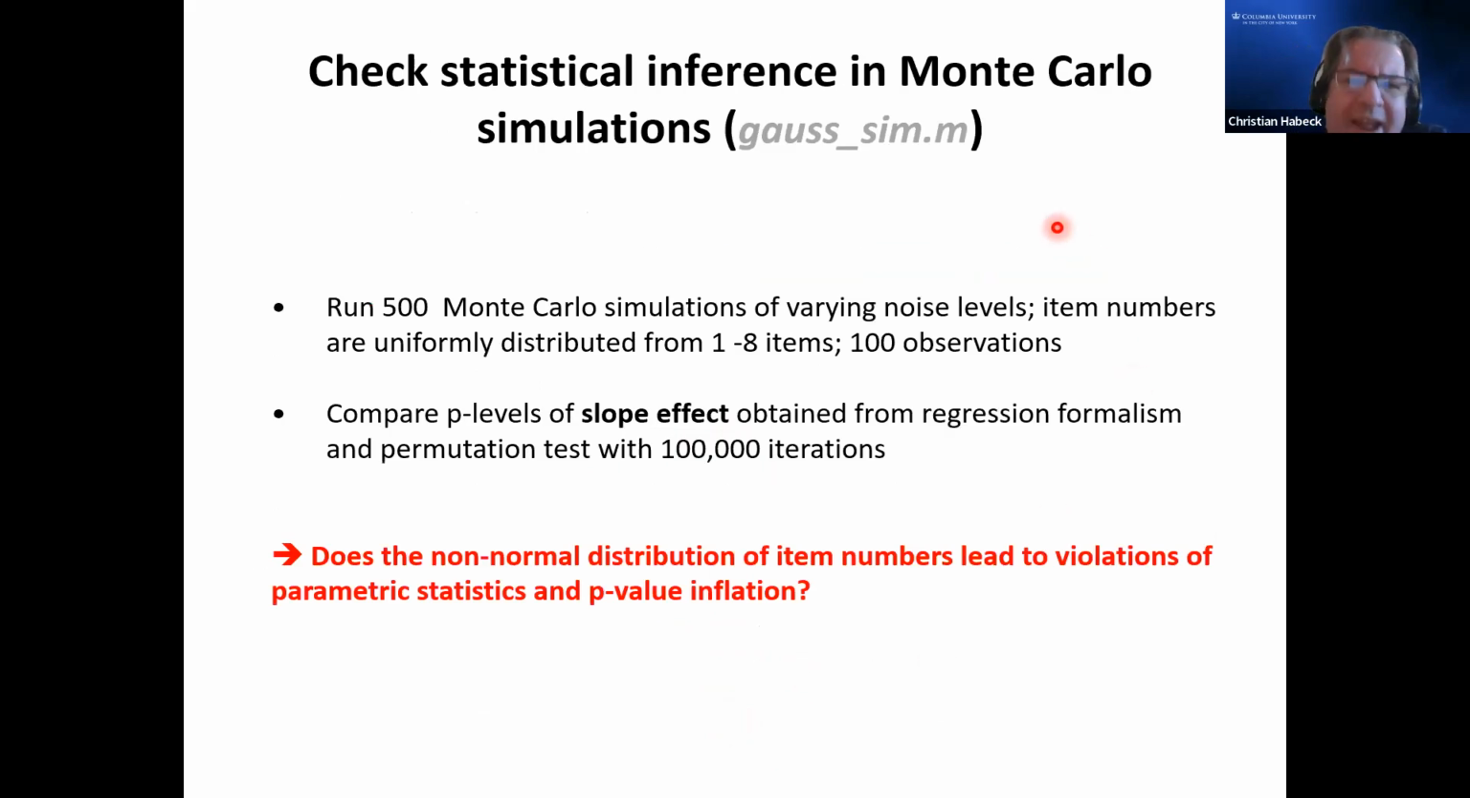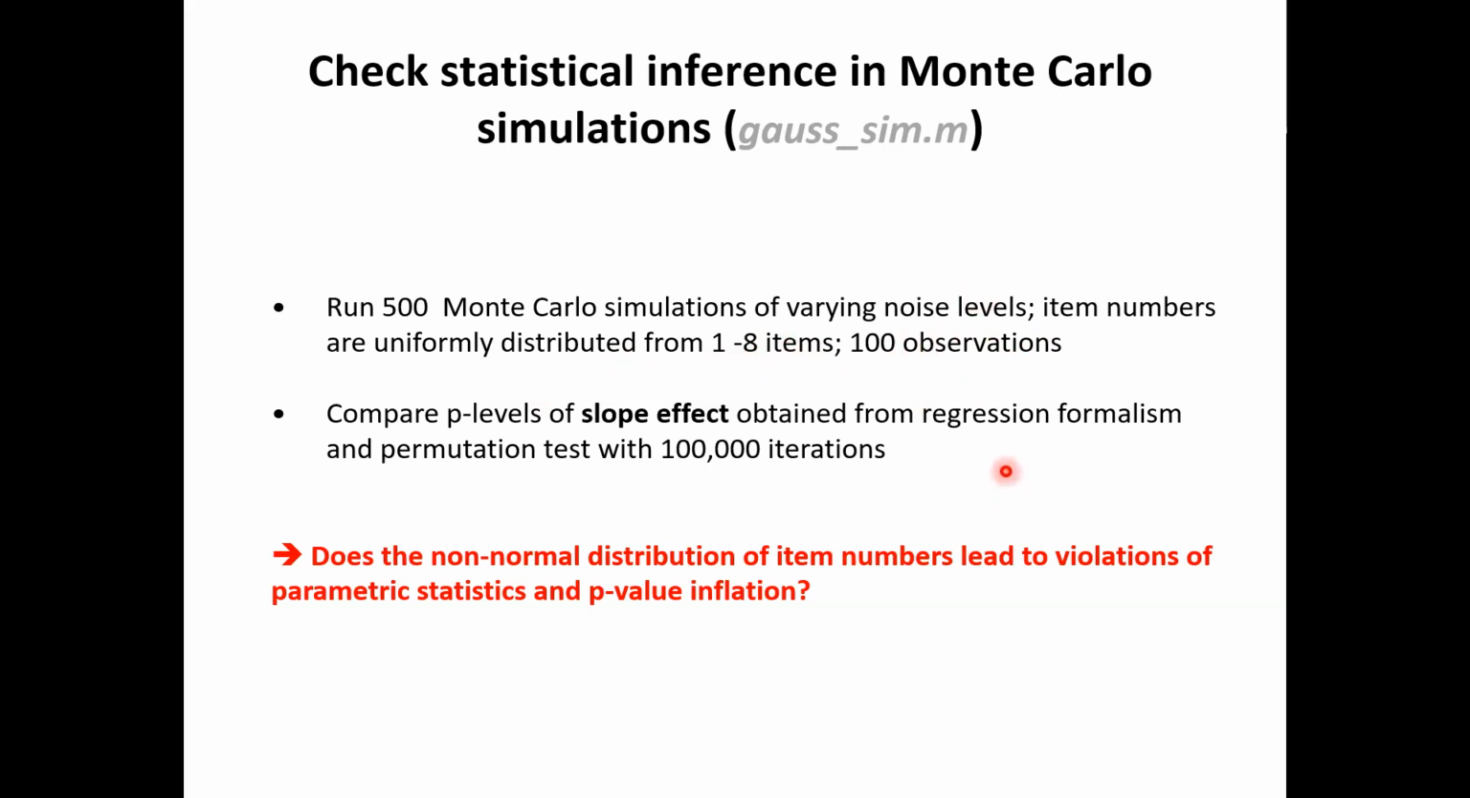So, okay, all of these are just arguments, they're not proofs yet. I know they're not the ultimate proof, but I can show you at least with some simulations that this concern is misplaced. So let's take this data model and run 500 Monte Carlo simulations where we vary the noise level. I vary it widely. The item numbers are uniformly distributed from 1 to 8 items, so again, that's not a Gaussian distribution at all. It's uniform, right? We have 100 observations.